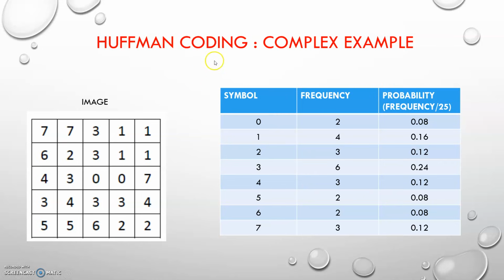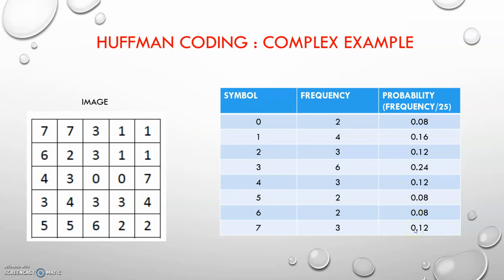So again, I'll capture all my symbols: 0, 1, 2, 3, 4, 5, 6, 7. These are the symbols. Now I'll note the frequency, that is how many times 0 appears, how many times 1 appears. Here I have written the frequencies. Now how will I find the probability? It is frequency divided by image size, and the image size is 5 cross 5, which is 25. So here I wrote the probabilities.